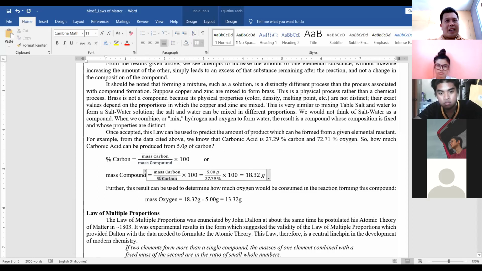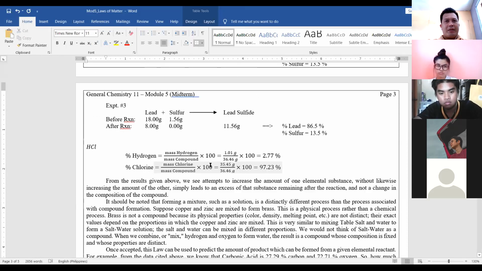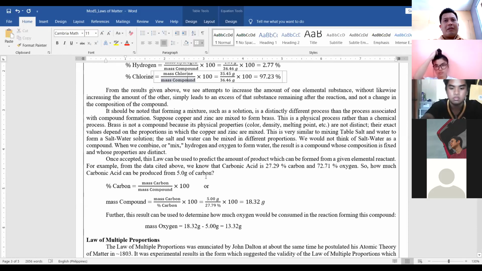They just swap places, as in the case of this one and this one. So you can now determine the answer by simply going back to the formula, which is this one: mass of the solute or solvent divided by mass of the compound.